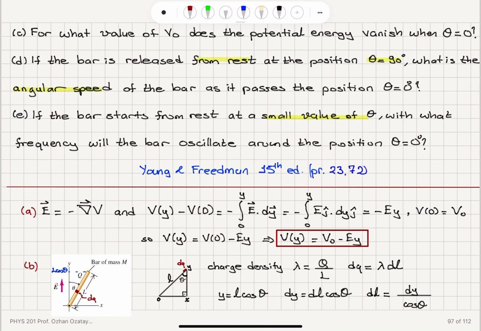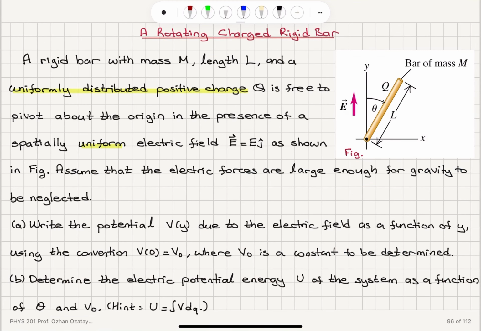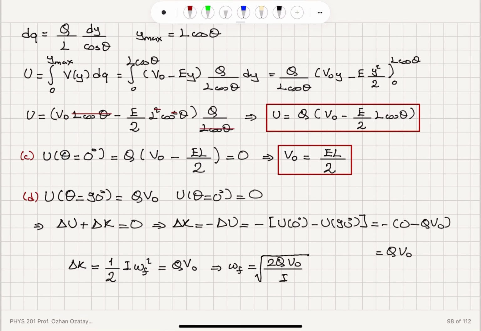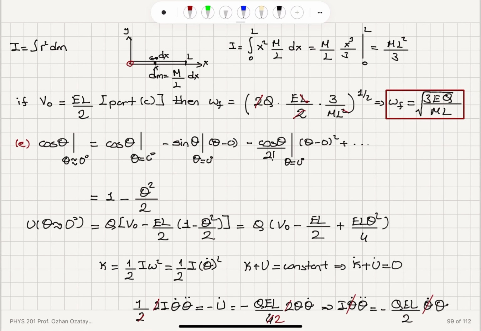Okay, so in this part of the problem, we have the bar starting from rest at a small value of theta. It will oscillate back and forth around theta equal to 0 degrees, and the frequency of that oscillation is what we are after. So we followed the energy approach. First, we write the potential energy for small values of theta using the Taylor series expansion of cosine theta around theta equal to 0 degrees.